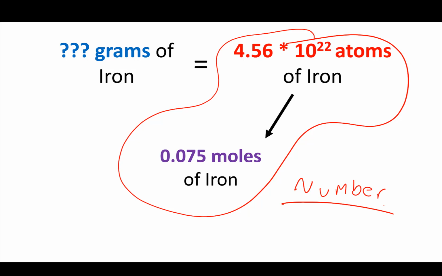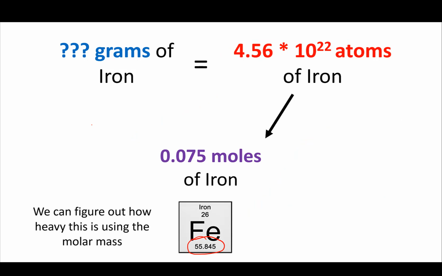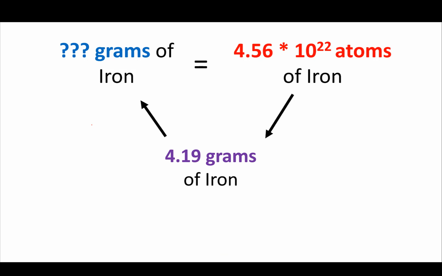But you can't necessarily figure out the mass from the number. For example, 0.075 moles of iron is going to be different than 0.075 moles of hydrogen or oxygen. If you want to go from a number to a mass, then you're going to have to look at the molar mass on the periodic table and do a conversion, which is what we're going to end up doing more of later. So I hope that was helpful.